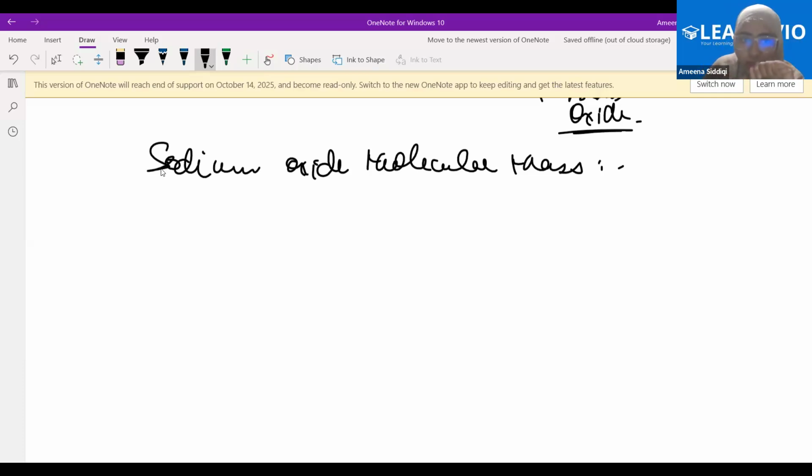Whenever I've written a molecular mass, that means first I should know the molecule. First, I should know the chemical composition of the molecule, right? And how do we know that? We need to know the chemical formula of the molecule. What is the chemical formula here?